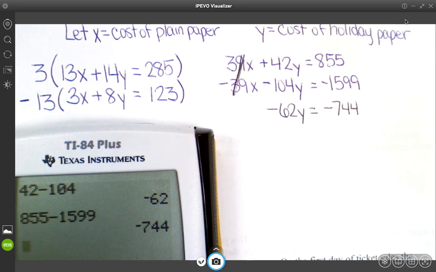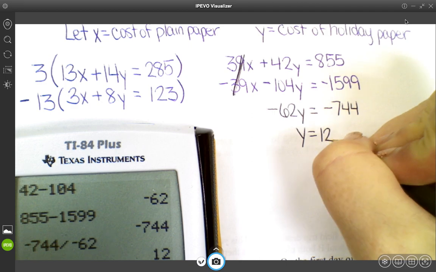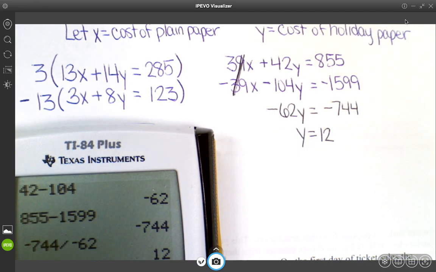All right, and then we're dividing negative 744 by negative 62, and it comes out to a positive 12. All right, so what did we just find? The y. Well, what is the y? Holiday wrapping paper. So the holiday paper is $12 a roll. I will tell you, Christmas wrapping paper tends to be more expensive than the rest of it. It's one of those supply and demand things. You're going to pay more for it because you want it.